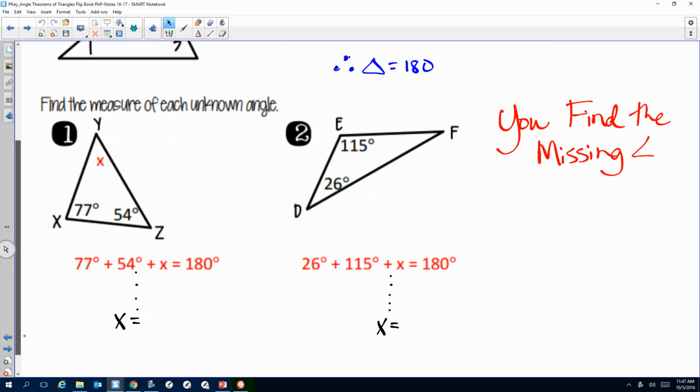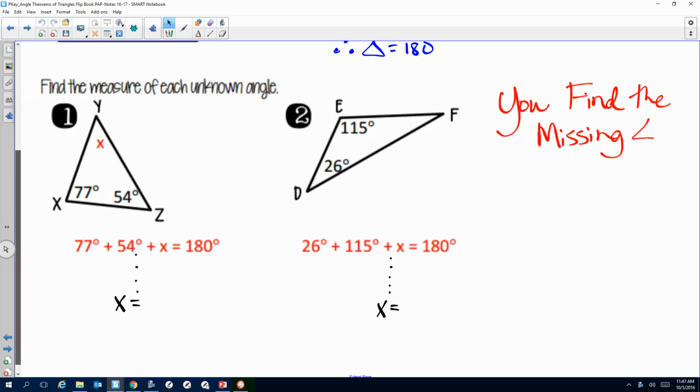Okay, I asked you to try to find the missing angles here using our triangle sum theorem, meaning if you add up the three angles inside the triangle, they equal 180. So if I add the other two and subtract from 180, I think this one was 49, and this one was 30. Yeah, 39. Okay.